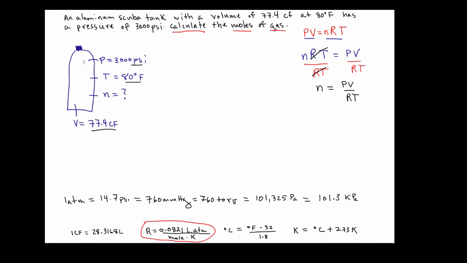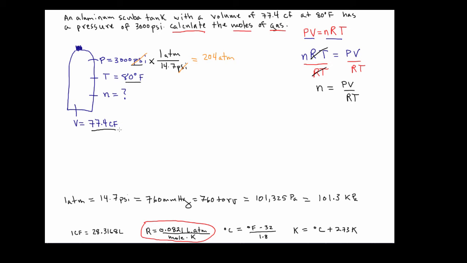So getting back to the issue at hand here, we need to convert our psi into atmospheres. So we're going to multiply times 1 ATM divided by 14.7 psi. All right, and you can see that the psi cancel out, and we've successfully converted this into ATMs, which in this case will be about 204 atmospheres of pressure.